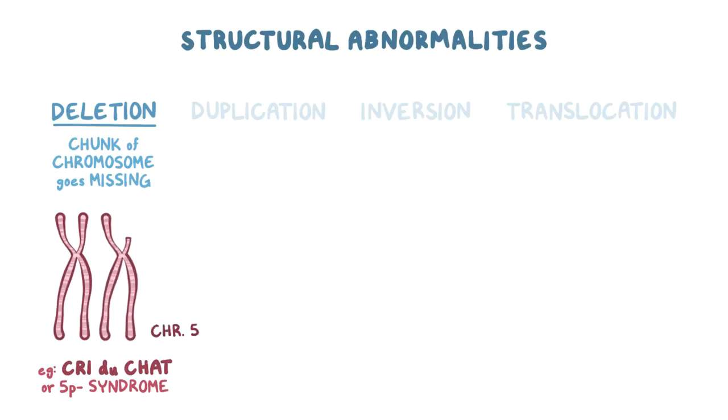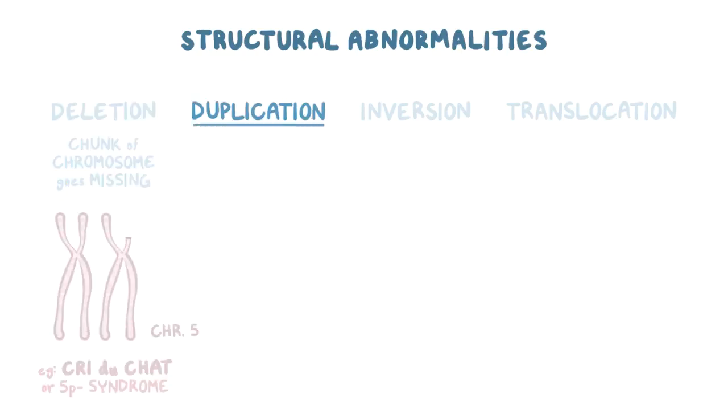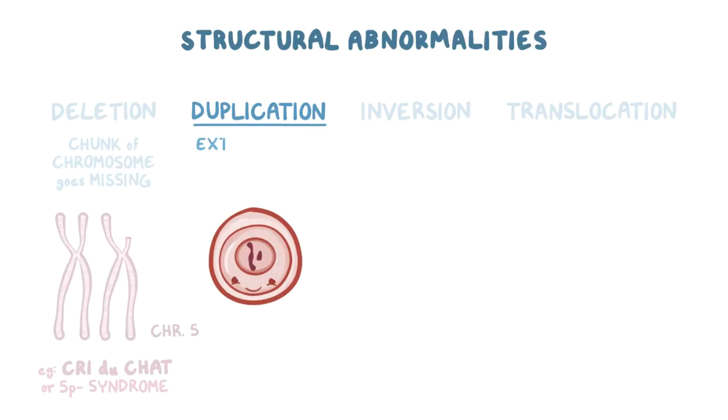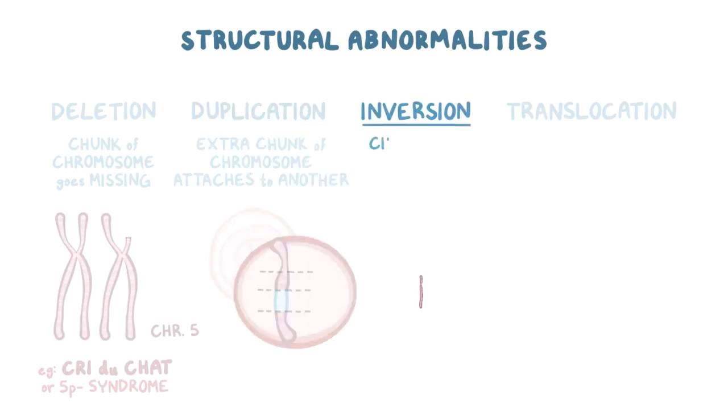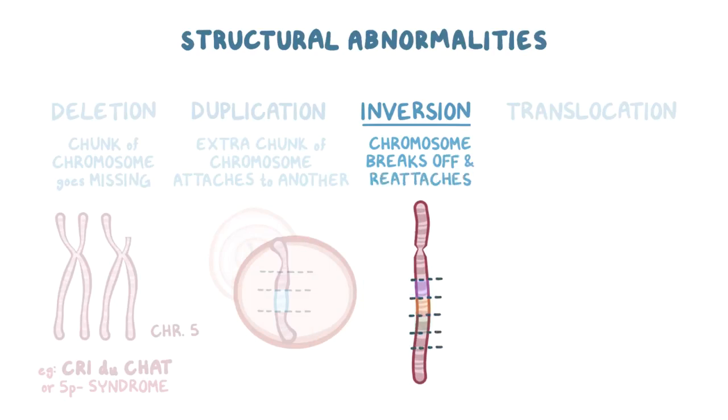of chromosome 5. Then there are duplications, which can happen when a gamete ends up with an extra chunk of chromosome that might be broken off from another chromosome. That extra piece often attaches to the homologous chromosome, which now has duplicate chromosomal segments that code for the same genes. Next are inversions, which are when a chromosome breaks off and reattaches to the same chromosome, but it gets flipped around in the process. So if the original order of the genes in the chromosome was ABCD, now it's ABDC.